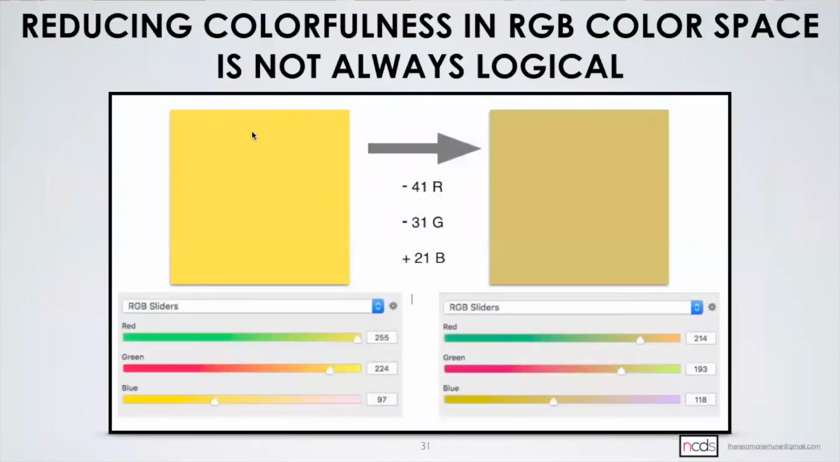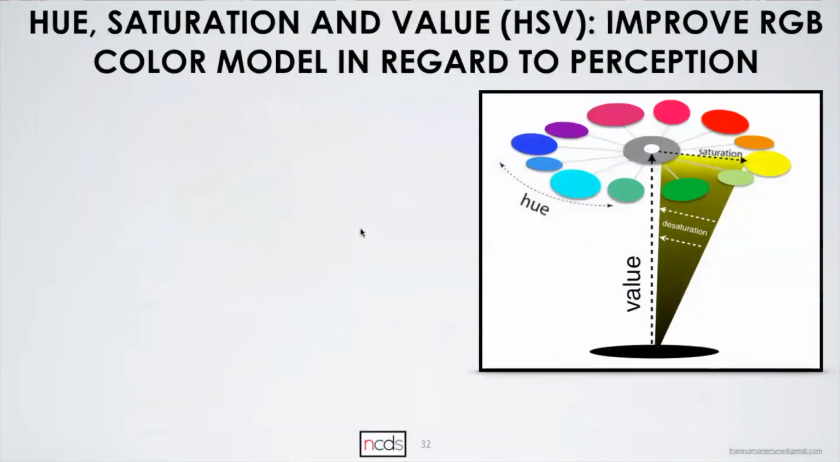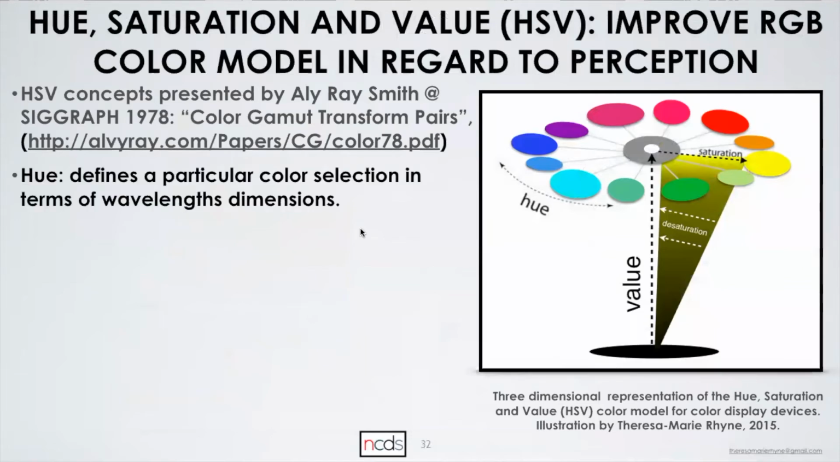Here is the issue. You have a display and you have yellow here, and you want to make it slightly dull. You want to add a little bit of gray to it. It turns out if you stay just in RGB space, you'll get -41, -31, and +21 for blue. That's not intuitive. So the idea was to develop color spaces that were more intuitive. Alvy Ray Smith came up with the first one. By the way, Alvy Ray Smith is one of the founders of Pixar, if that is of interest to you.